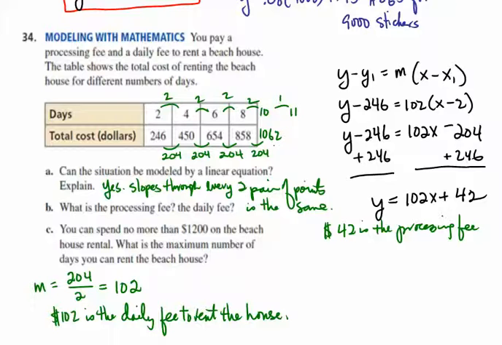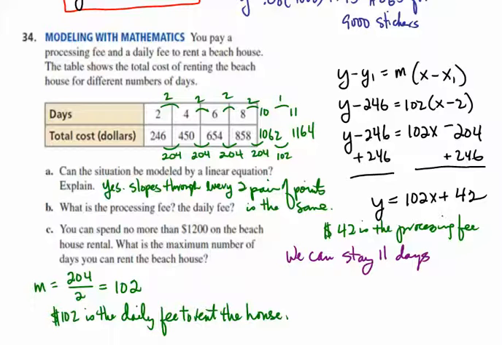When we do that, we don't go up by 204, we go up by 102, and so that would be $1,164. So the most that we can stay is 11 days. We can stay 11 days. Alright, so that's one way to do it.